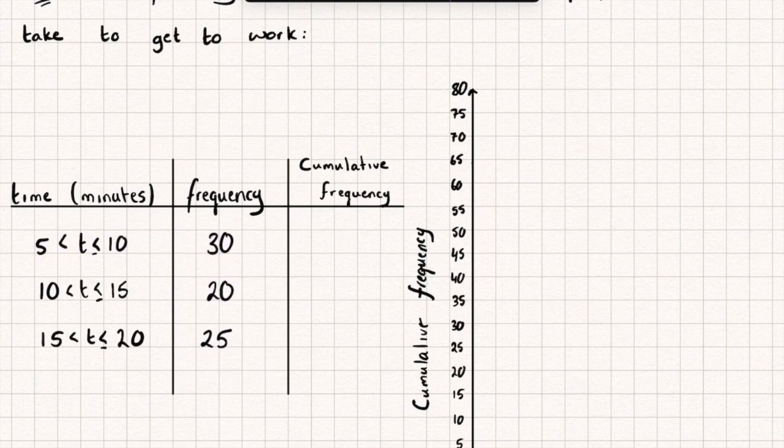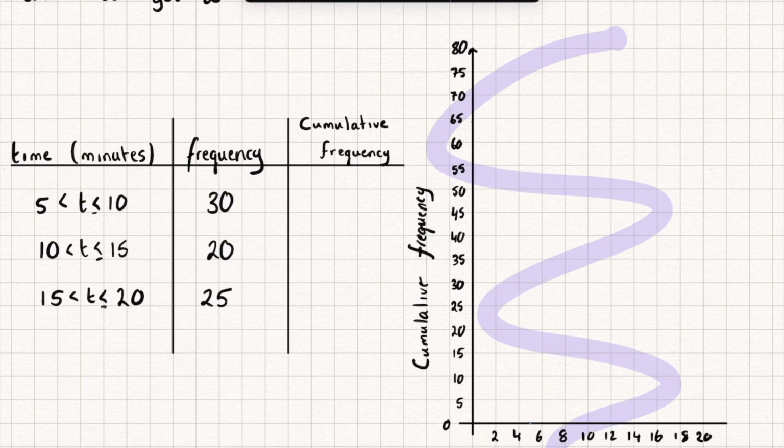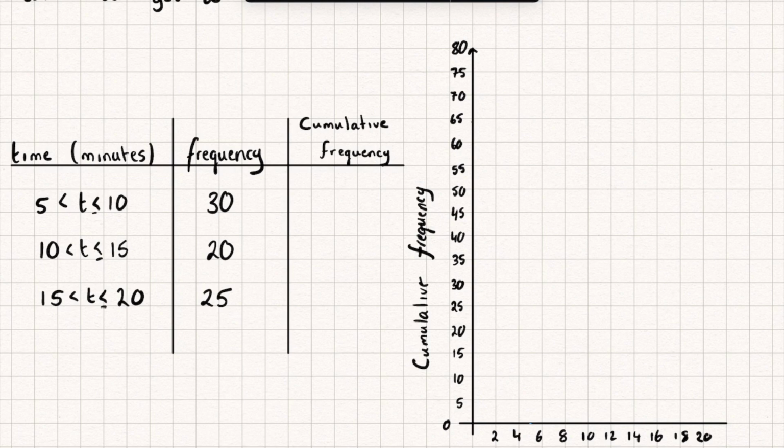Now on the right here you can see what we're going to sketch our cumulative frequency graph on. You'll notice on the horizontal axis we have our time, and on the vertical axis we have cumulative frequency. So what is cumulative frequency? Well, you can think of it as like a running total of your frequencies.